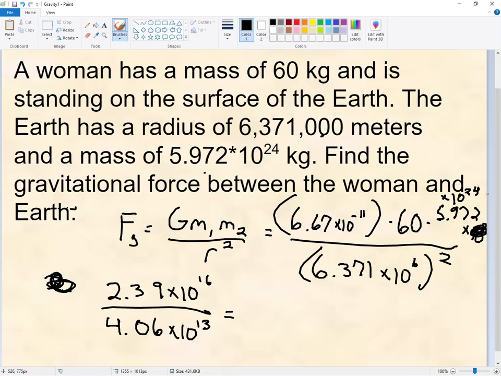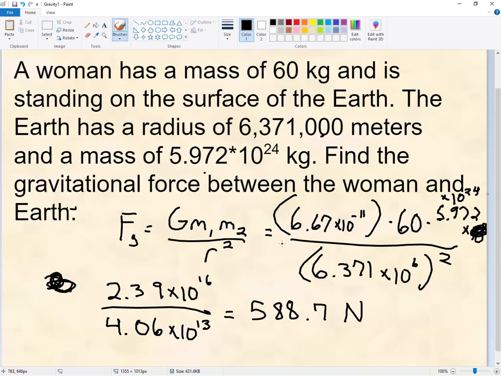And then be very careful when you divide these. I'm going to say exactly what I'm typing into my calculator. I'm putting in open parentheses 2.39 times 10 to the 16th, close parentheses, divided by open parentheses 4.06 times 10 to the 13th, close parentheses. My final answer here is 588.7 newtons. Again, don't worry about rounding too much, but hopefully you're getting around 589, 590. So that's the gravitational force.